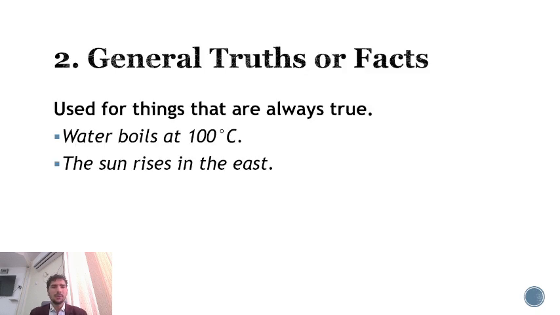So the second use of the simple present tense today is for things that are always true, for example, general truths or facts. Here are some examples. Water boils at 100 degrees. It's a fact and it can never change. The sun rises in the east. It's a clear truth. It never rises in the west. It always rises in the east.